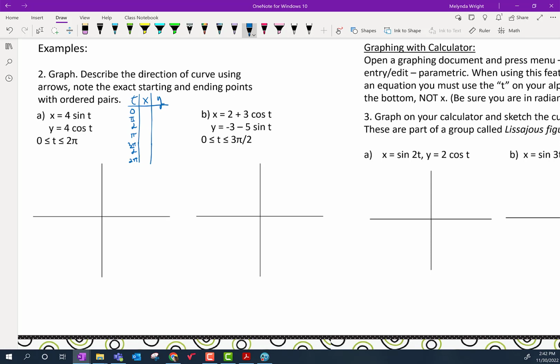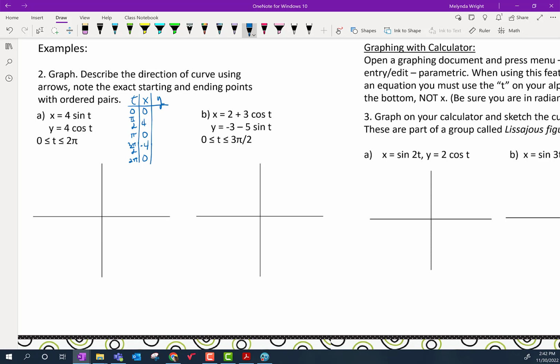Okay, so we start with the x column first just because it comes next. So sine of 0 is 0 and 4 times 0 is 0. Sine of pi over 2 is 1 and 4 times 1 is 4. Sine of pi is 0 and 4 times 0 is 0. Sine of 3 pi over 2 is -1 and 4 times -1 is -4. And then sine of 2 pi is 0, so 0 times 4 is 0. Is everybody okay with how I came up with the numbers in the x column?